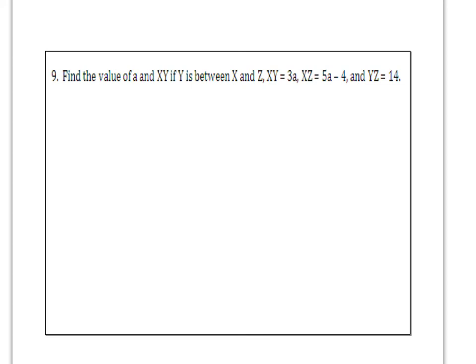Please try number 9 on your own, and then when you're done, go ahead and unpause and see if you got it right. So take a minute and check your drawing and see if your drawing looks like mine.